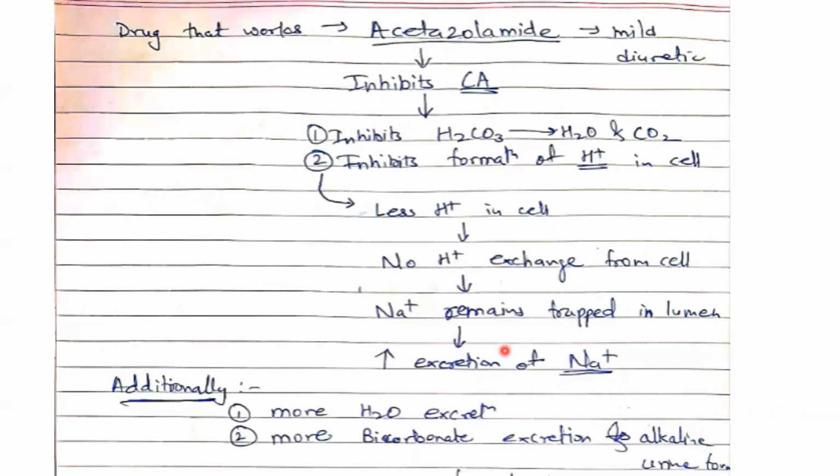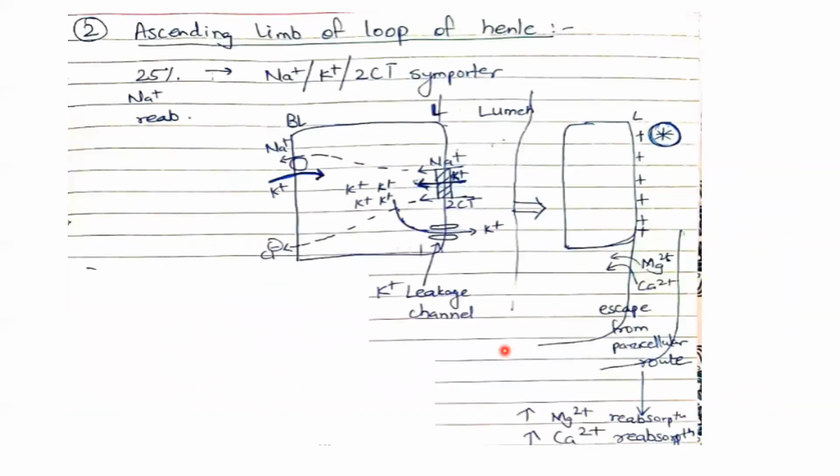So what exactly happens at this ascending limb of loop of Henle? For this, you need to recall one more thing, that at the ascending limb of loop of Henle, water is not reabsorbed and it is only solute which is getting reabsorbed. So this part of the nephron is responsible for 25% sodium reabsorption. And the major transporter which is playing a role here is the sodium potassium 2-chloride symporter.